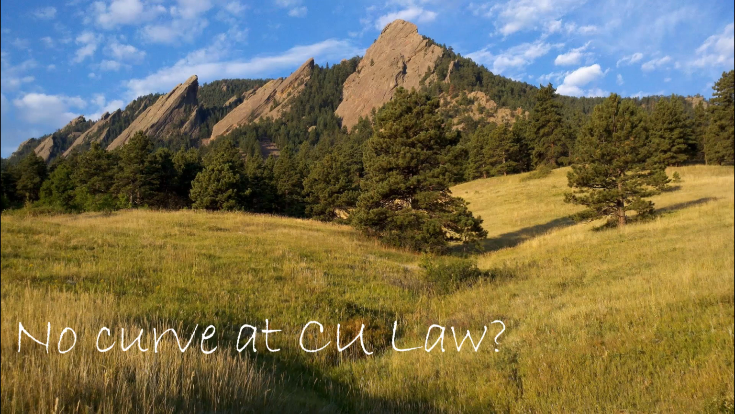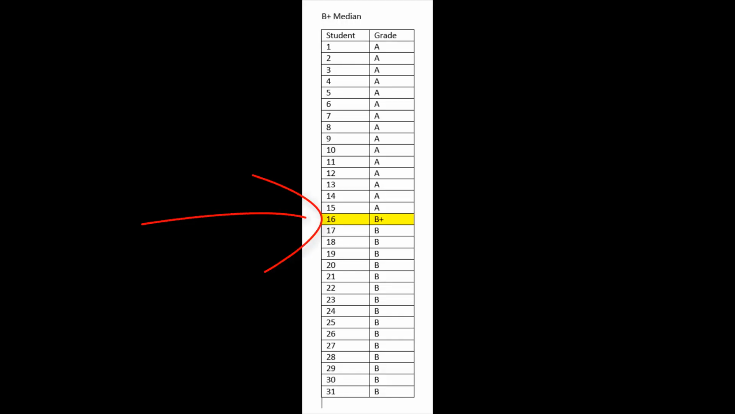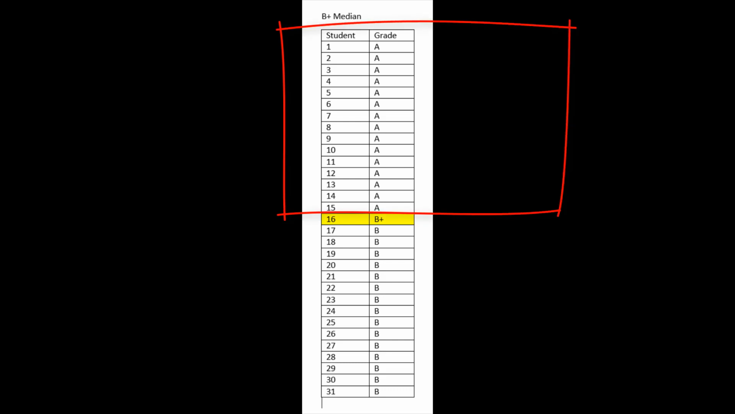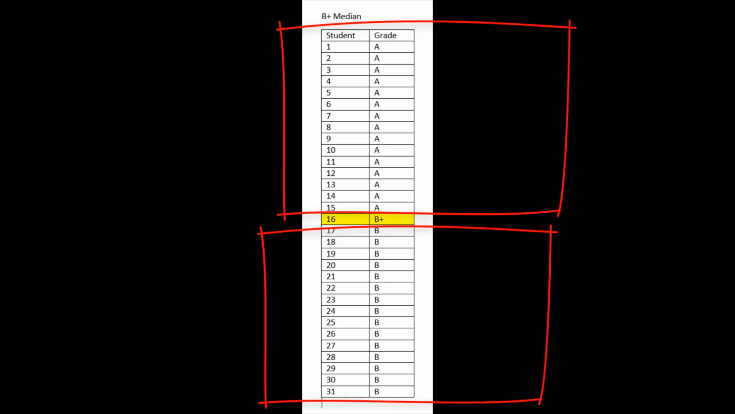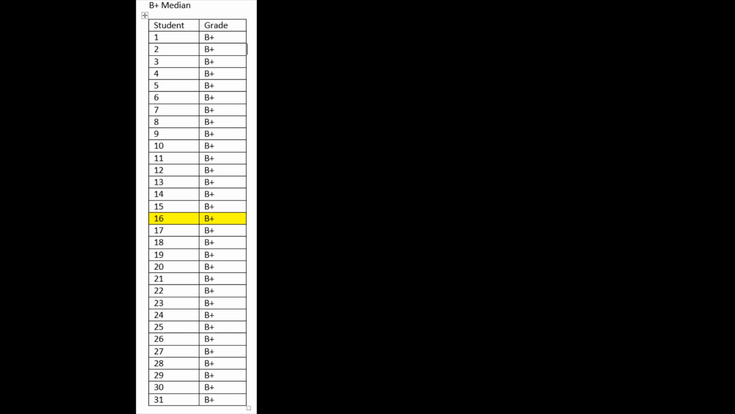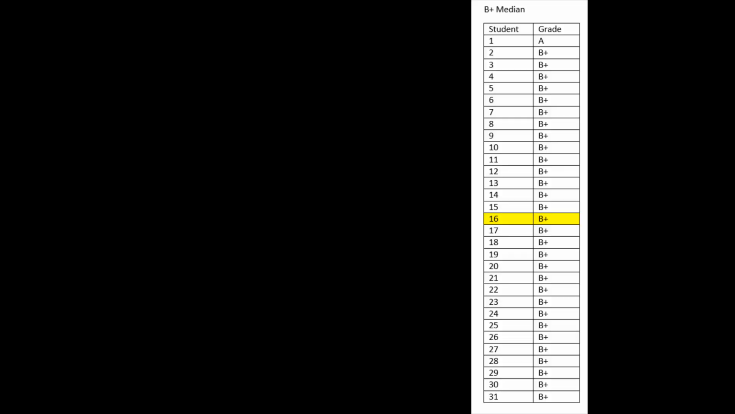Technically, there's only one requirement for grades at Colorado Law: the middle student, the median, must get a B+. That means that in a class of 31 people, 15 could get an A and 15 could get a B, as long as one, the middle one, got a B+. Or it could mean that all the students got a B+, or one student got an A and all the rest got a B+, or any number of other combinations.